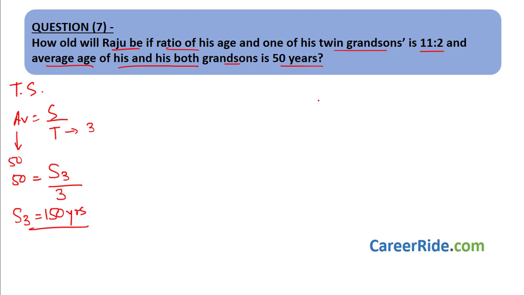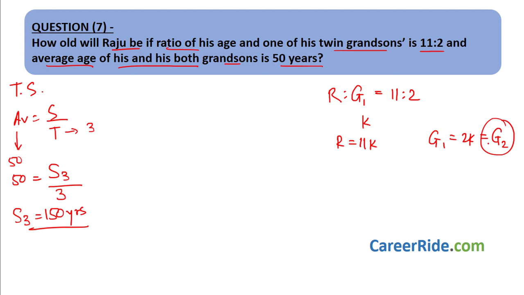Now what they are saying is the ratio of Raju's age to one of his twin grandsons. Both the grandsons are twins, so both will have the same age. Let us say G1 is one of the twin grandsons, and G2 would be the other grandson. The ratio of the age of Raju to one grandson is 11:2. Let k be the common factor. So the age of Raju would be 11k. The age of the grandson would be 2k. Since they are twins, G2, the second grandson, would also have the same age, 2k.